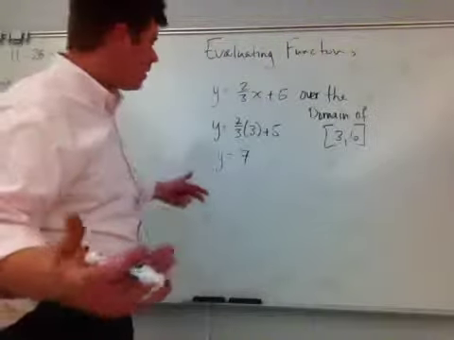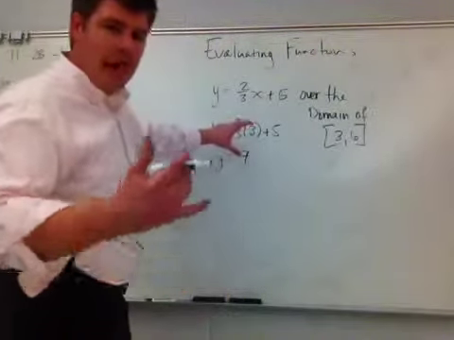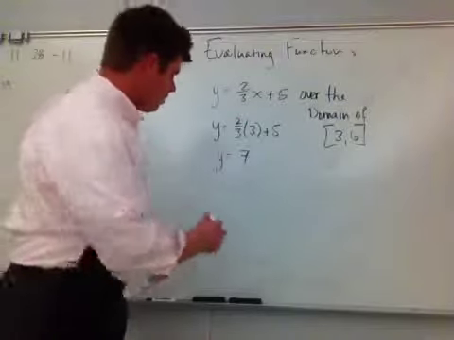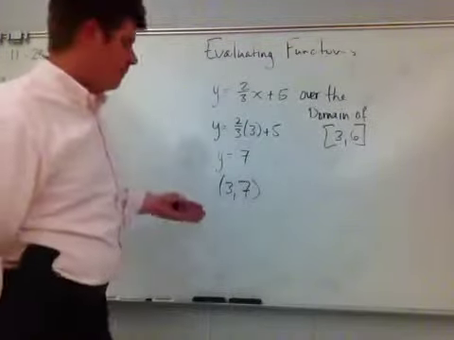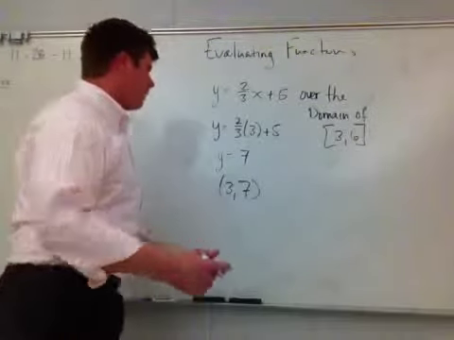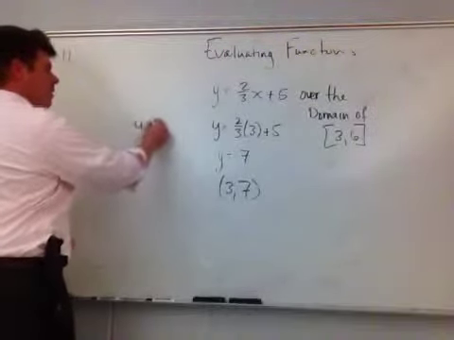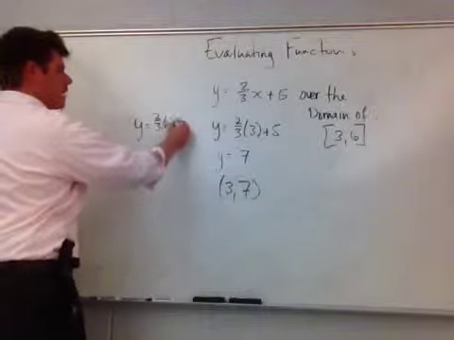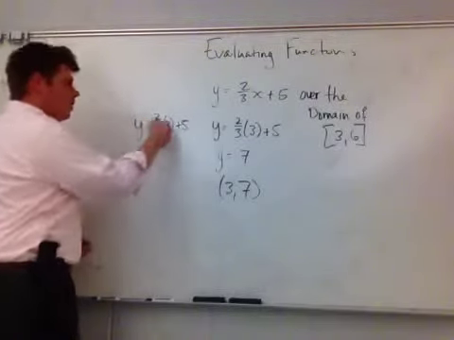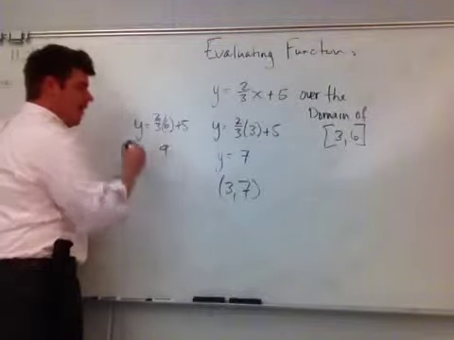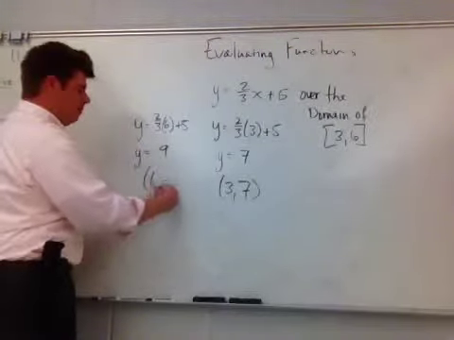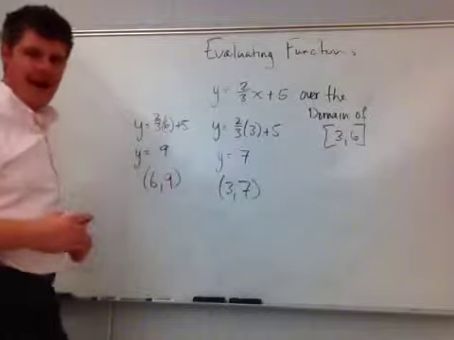So for this particular case, my input-output values are my x is 3 and my y is 7. If I were to do this again, vice versa, where I have y equals 2/3 of 6 and I add 5, 2/3 of 6 is 4. 4 plus 5 is 9. So what I'm left with is an input of 6 and an output of 9.